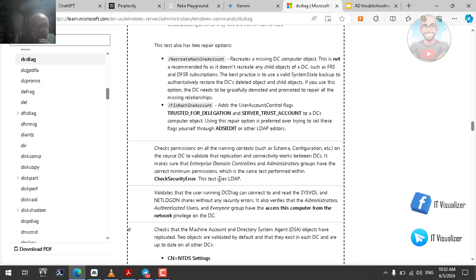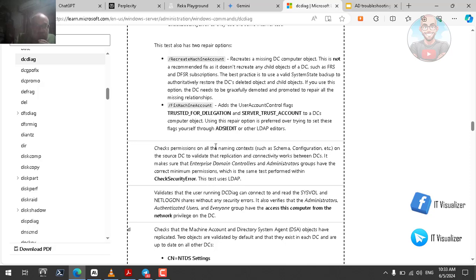So this is the description of the test. It is basically checking security permissions for these two groups on the different Active Directory databases. Why do we need to do that? To check if they have the minimum permissions to replicate these Active Directory partitions, which is the same test performed within the check security error. This test uses LDAP, so it will check the permissions on the Active Directory databases on different domain controllers. This will be done using the LDAP protocol.